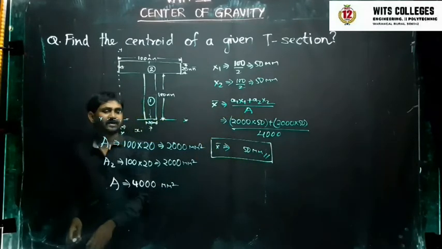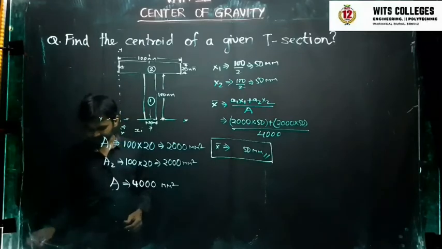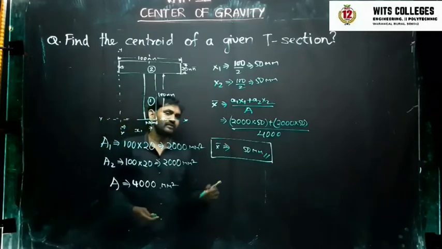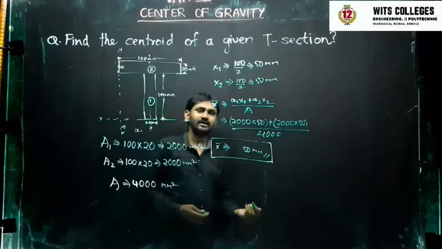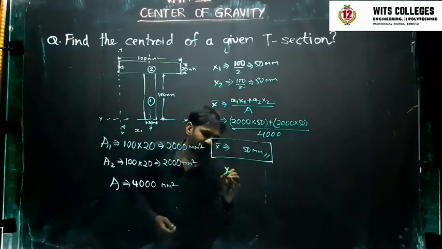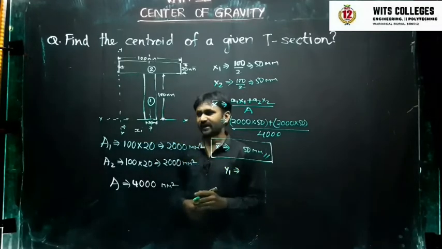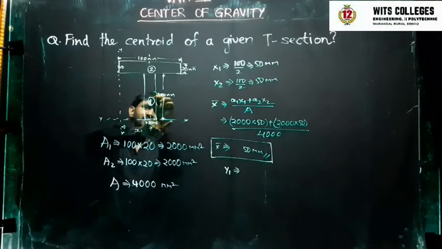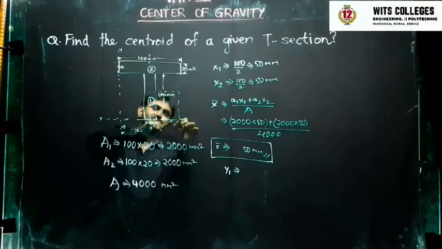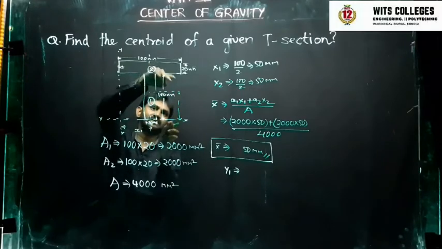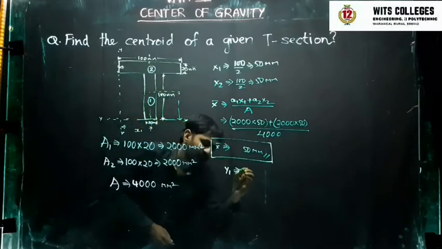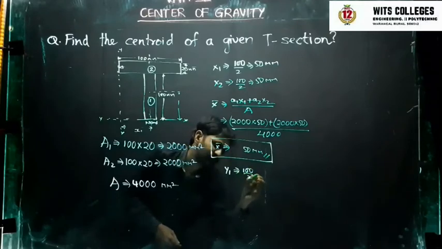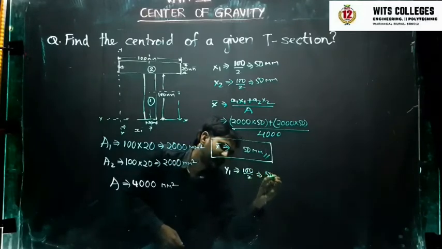Similarly, you need to calculate y1 and y2. After finding out y1 and y2, you can calculate the y bar. So let me find out y1. What is y1? y1 in the sense from this x-axis, the centroidal distance of the figure. So this is total 100. From this you have to take half. So that is 100 by 2. So that is equal to 50.